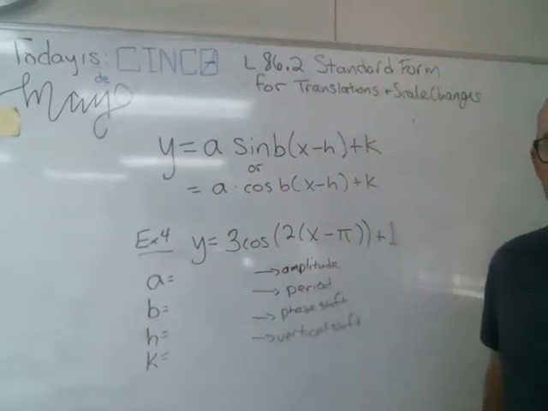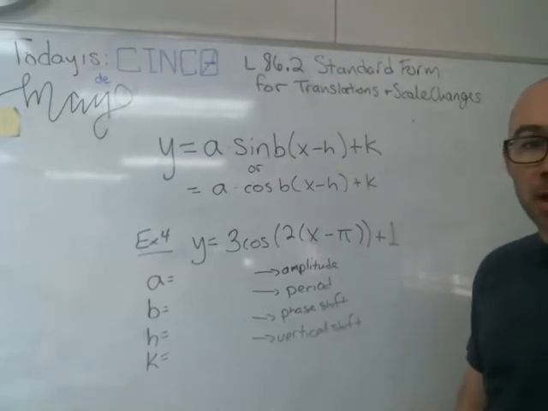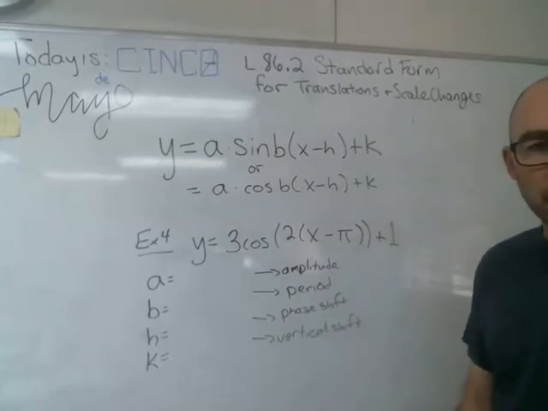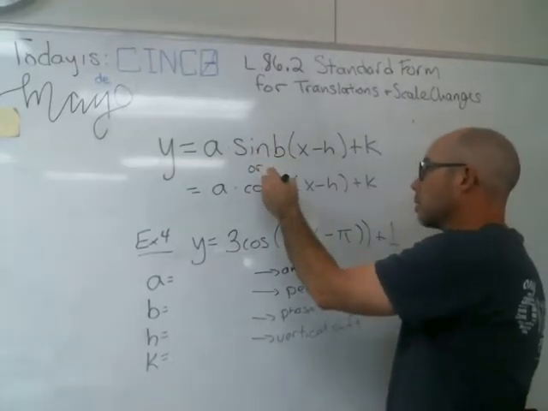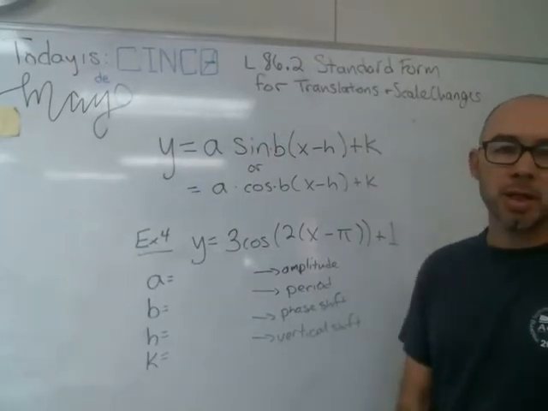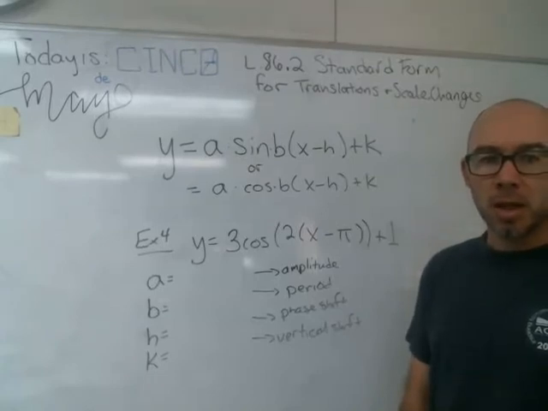Okay, here it is. Standard form. Put all the stuff in there. A, B, H, and K. Either with sine or with cosine. And this is like times. All right, all the things are like multiply. A sine B, parentheses, x minus h, and parentheses plus k. Or a cosine B, parentheses, x minus h plus k. So all 4 things are in there.